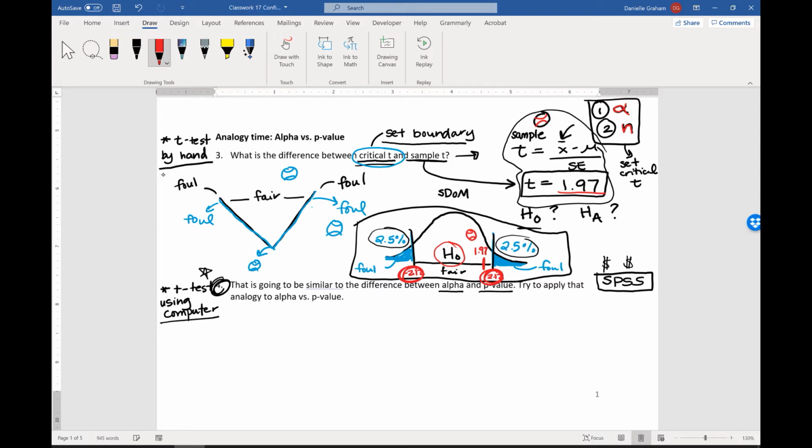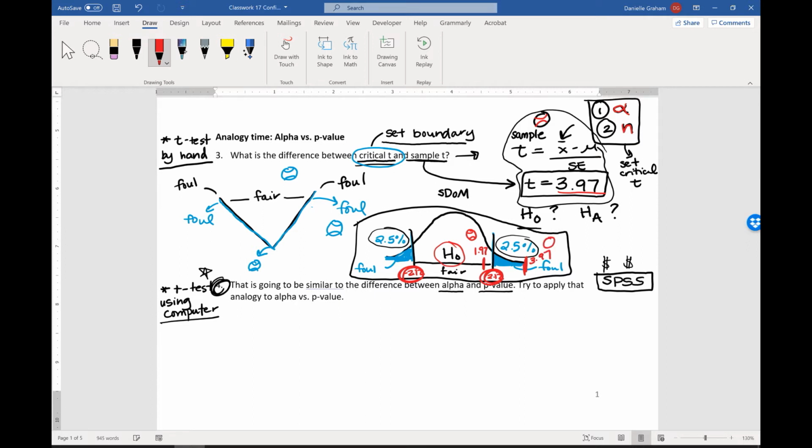Now let's say that instead of this sample T we got, I'm just going to change this part. Let's say we got 3.97. Where would 3.97 land? Well, 3.97 is going to be past the 2, past a 3, almost to a 4. It's going to be landing somewhere way out here. I didn't mean 4, I meant 3.97.